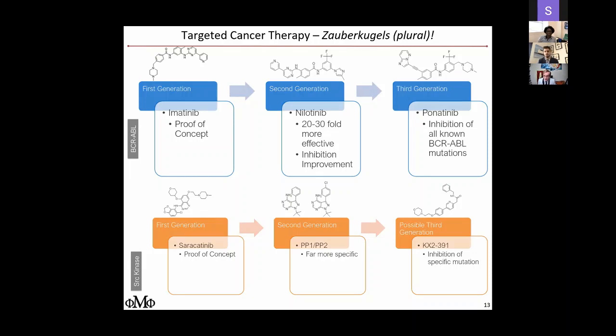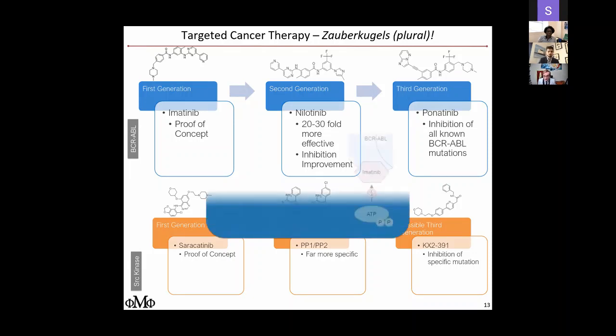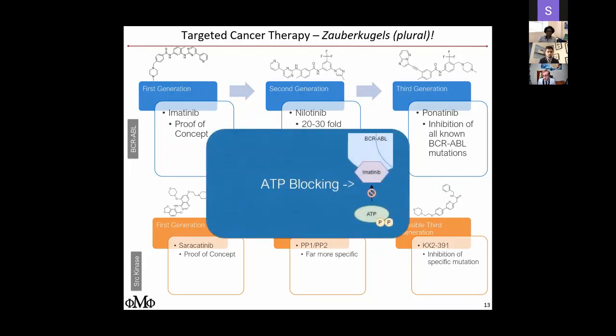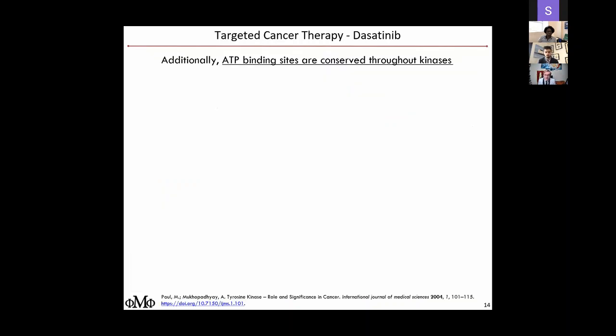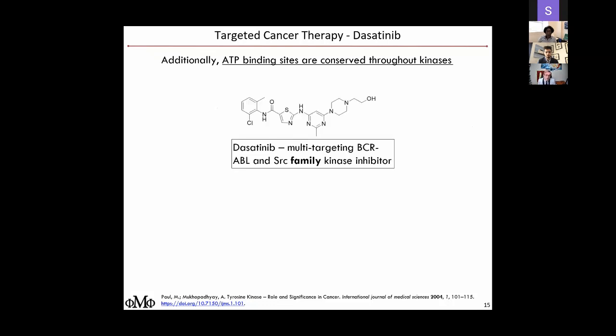But let's remind ourselves, what are these all doing? What do they all have in common? They're all ATP blocking. This is really important because one of the papers I read at the core of my research says that ATP binding sites are relatively highly conserved throughout kinases. Of course, ATP is a very specific molecule, so they need to have similar binding sites. This gave rise to a multi-targeting BCR-ABL and SRC family kinase inhibitor. It's a mouthful, so we'll call it dasatinib.